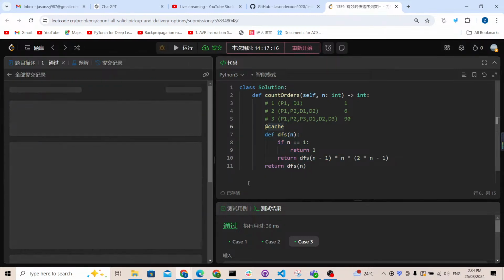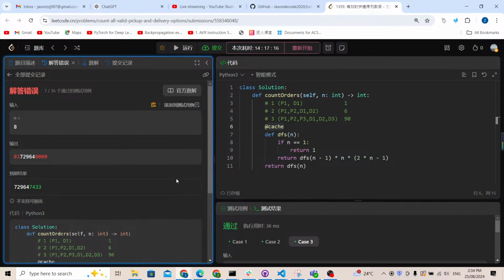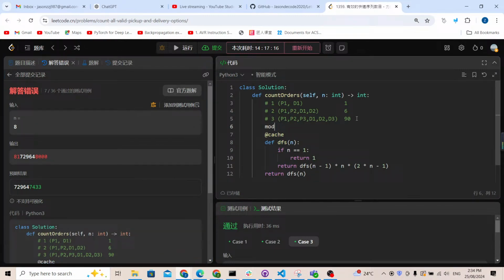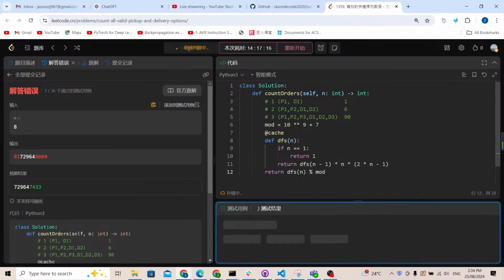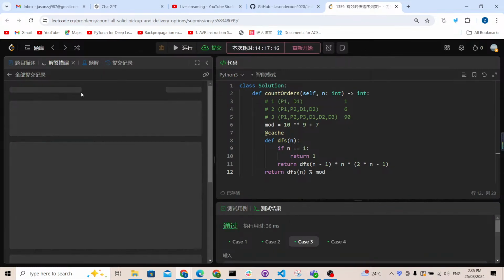Now let me just submit it. I forgot to use the mod, because it is said the mod is going to be 10 to the power of 9 plus 7. The final result is taken modulo the mod. Now let me put it inside the testing case and test. It seems it works. Now let me just submit it.